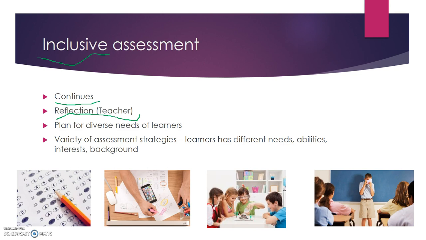We need to plan for diverse needs of learners, and together with that, we should use a variety of assessment strategies. Learners have different needs, different abilities, different interests and backgrounds, and all those things can determine if a learner can understand what they are supposed to do, the way that they interpret the assessment that you are using. If you have a learner in the class who, for instance, is a visual learner, and you always do hearing tests in the classroom, then that person will never get a chance to actually do something that he is good at. So try to vary the different types of assessment so that we can definitely accommodate all the types of learners in our class.